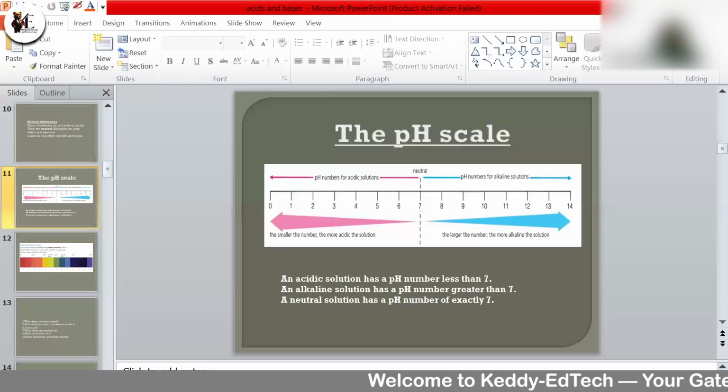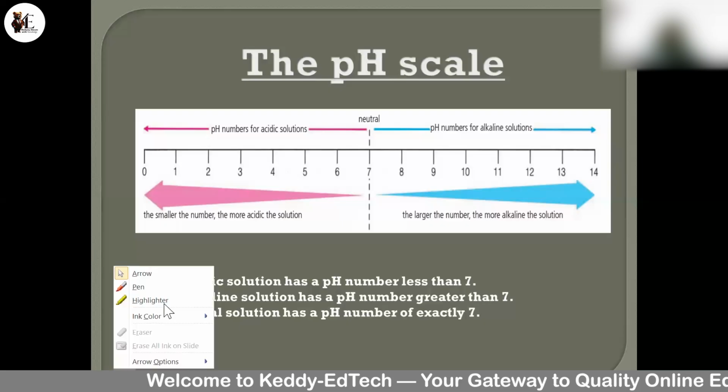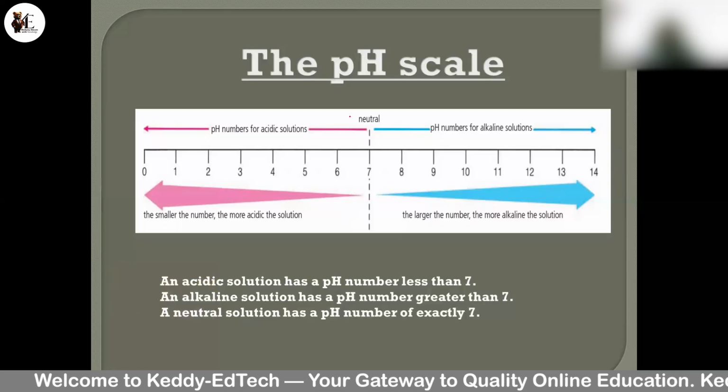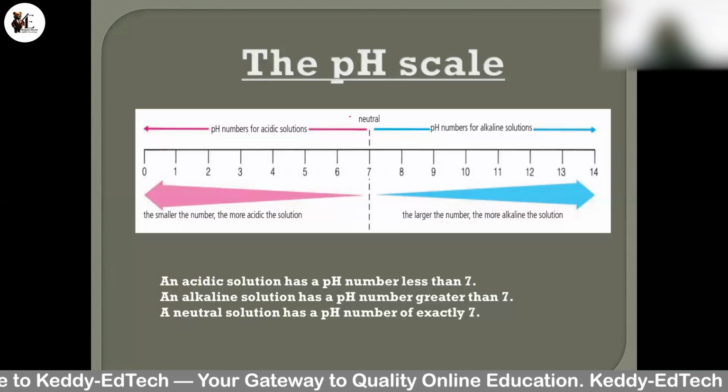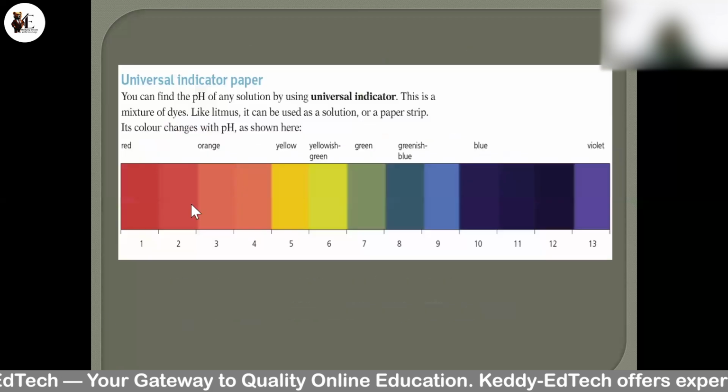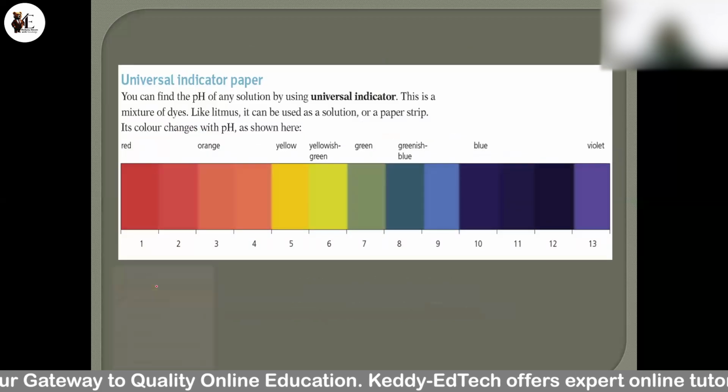Yes. So in the last class, we were discussing the pH scale. So we have covered the pH scale, right? We have a scale from 0 to 14, where pH 7 is neutral, pH less than 7 is acidic, and pH greater than 7 is alkaline. So now we will learn about the universal indicator paper.